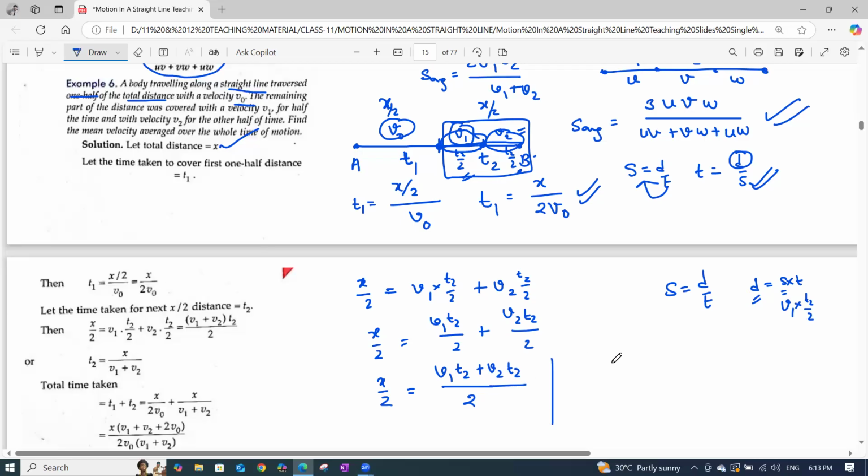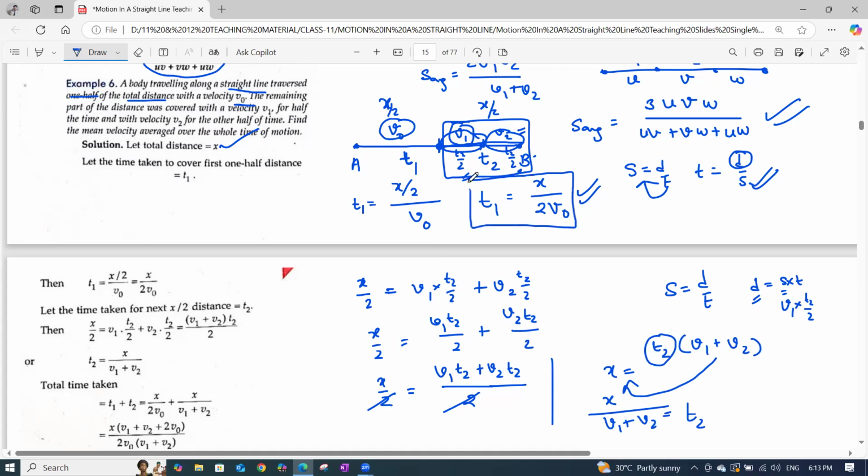Again, if you further solve it, here 2 gets cancelled. X is equal to, if you take t2 common, it becomes v1 plus v2 times t2. From this, if you need only t2, then send this whole term to the other side. Because it is multiplying with t2, it becomes t2 is equal to x upon v1 plus v2. Now here we got the values: t1 is equal to x by 2 v naught, and t2 is equal to x by v1 plus v2.